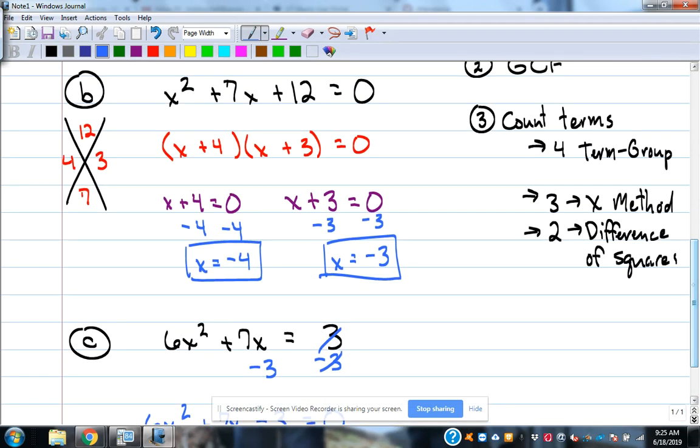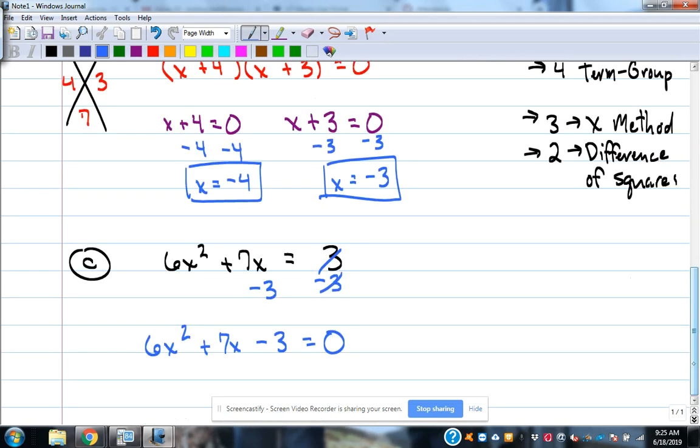We're going to look at it's in descending order. We got x squared, 7x, and then 3, and it's equal to 0. So we've taken care of that first one. Next thing to look for is the greatest common factor. 6, 7, and 3, they don't have something in common, so there's no GCF. And then we look at it and say, okay, how many terms are there? Well, 6x squared is 1, 7x is 2, and the -3 is the third term. So it's got 3 terms.